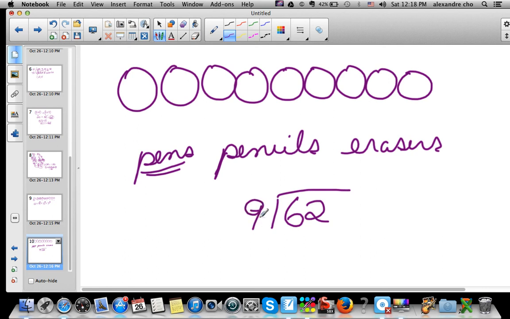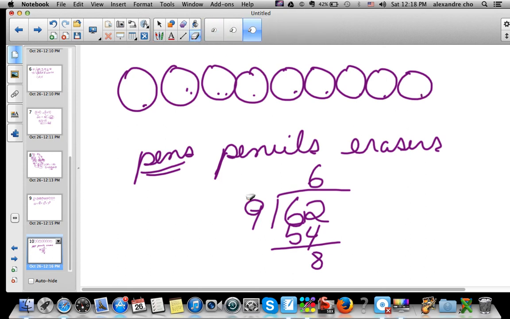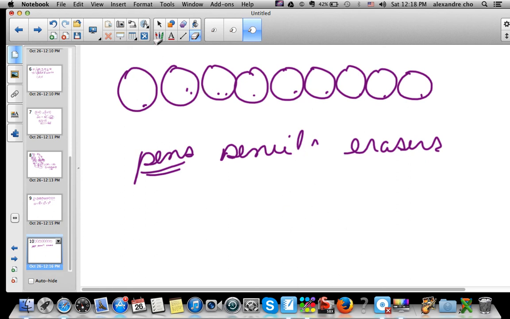So 9 does not go into 62 evenly. 9 times 7 is 63, so that's too much. 9 times 6 is 54, and you'll get a remainder of 8. So all the bags would have 6, 6, 6, 6, 6, 6, 6, and 6, and the last one would have 8, which does not make them even. So that doesn't work. So look at your other choices.